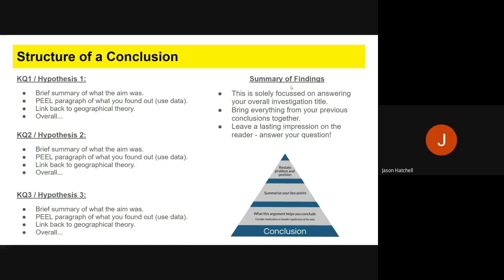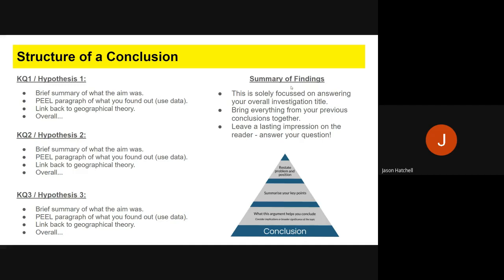A lot of teachers and examiners read the summary of findings and the whole conclusion first when reading an NEA. Because if the examiner or teacher can figure out what you did in your investigation and what you found out, that generally suggests that the NEA will be of good quality overall. So it needs to be very explicit in what you found out and what your basis is for those arguments.